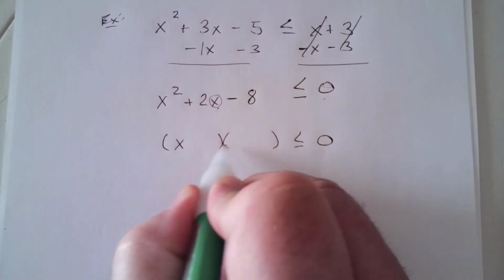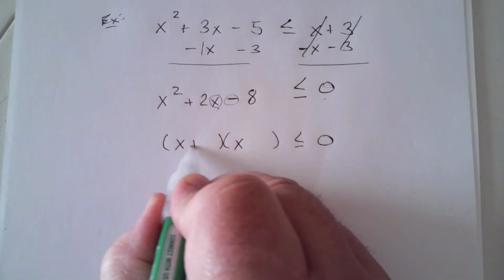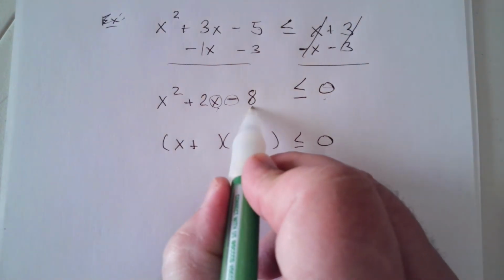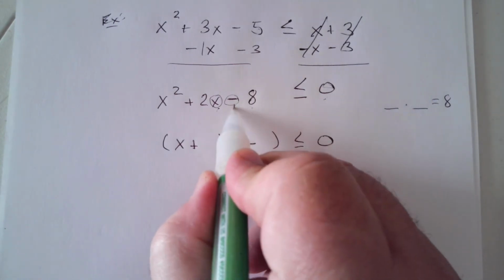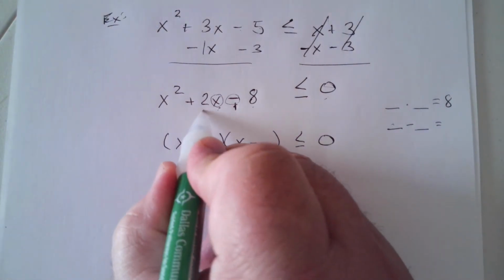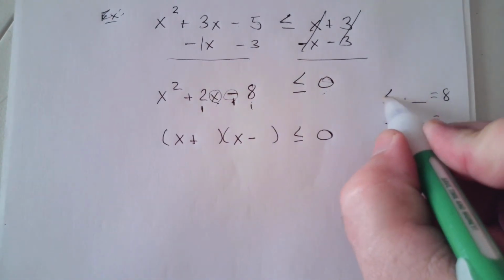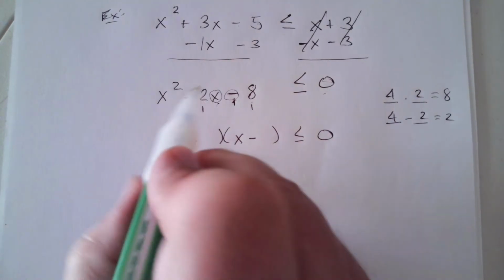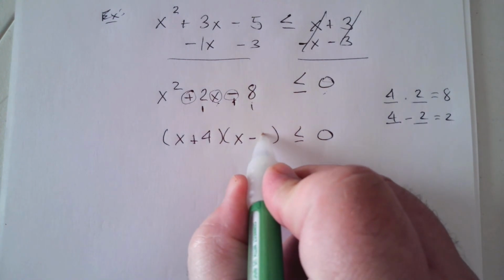I want the x's, there's two of them. The second sign's a minus, so one's a plus, one's a minus. What times what equals 8, and when I subtract them, it equals 2? Four times 2 is 8. 4 minus 2 is 2. So since the first sign is a plus, the bigger number goes there with the plus.